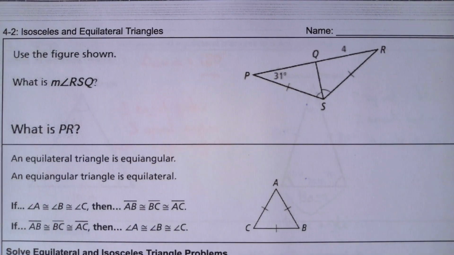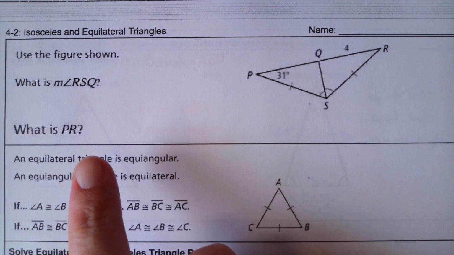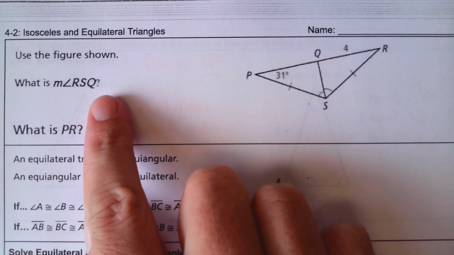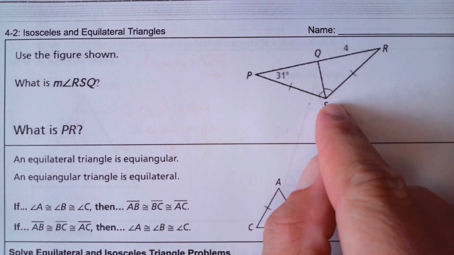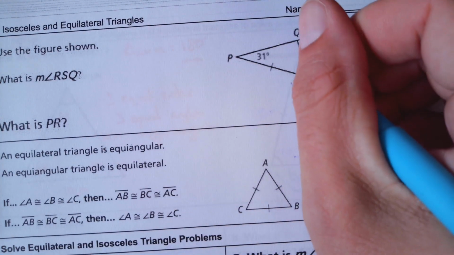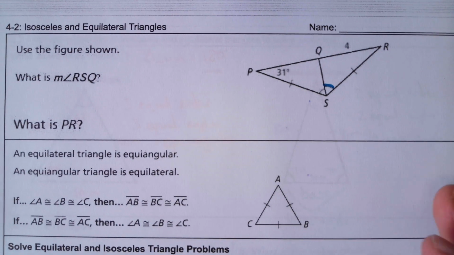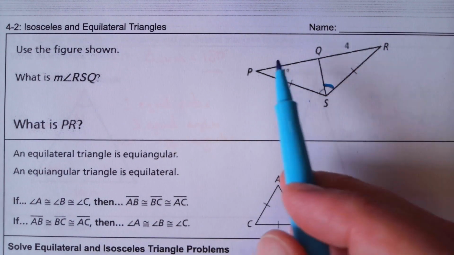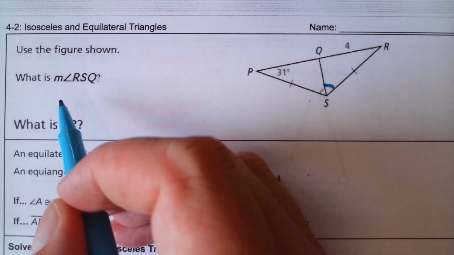Okay, so use the figure shown, find a measure of angle RSQ. So I'm looking at RSQ, so that is this angle right here. And then what is PR? So PR is that whole thing. All right, so I'll come back to that later. So we'll focus on this one first.